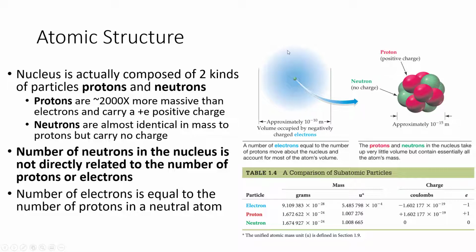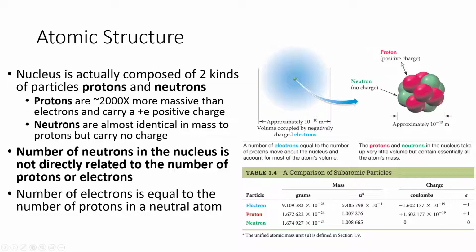Electrons basically have no mass, they're very, very small, and they carry a negative charge. So the number of neutrons in the nucleus is not directly related to the number of protons in the nucleus. So you can have different numbers of protons and neutrons. But the number of electrons is equal to the number of protons in a neutral atom.